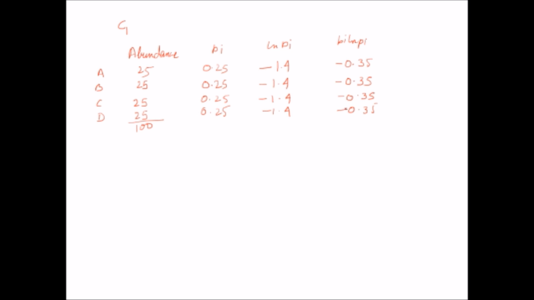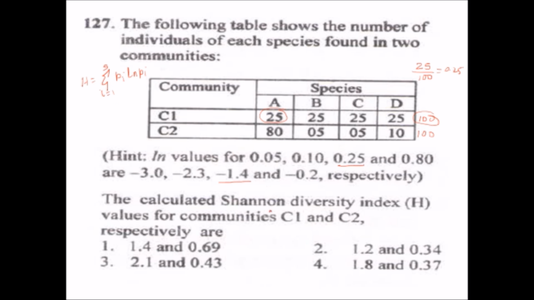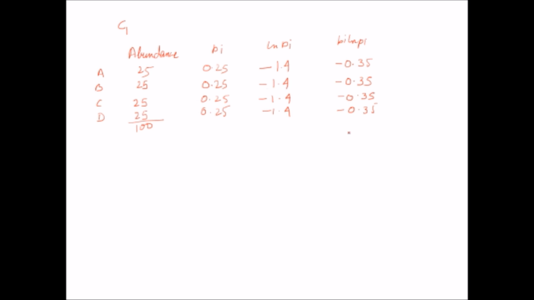And what is the formula for Shannon's diversity index? It will be negative. So we will get the sum of Pi into log Pi, and it gives the negative value. So when we multiply with negative, we will get the positive value. So the sum of this is 1.4.